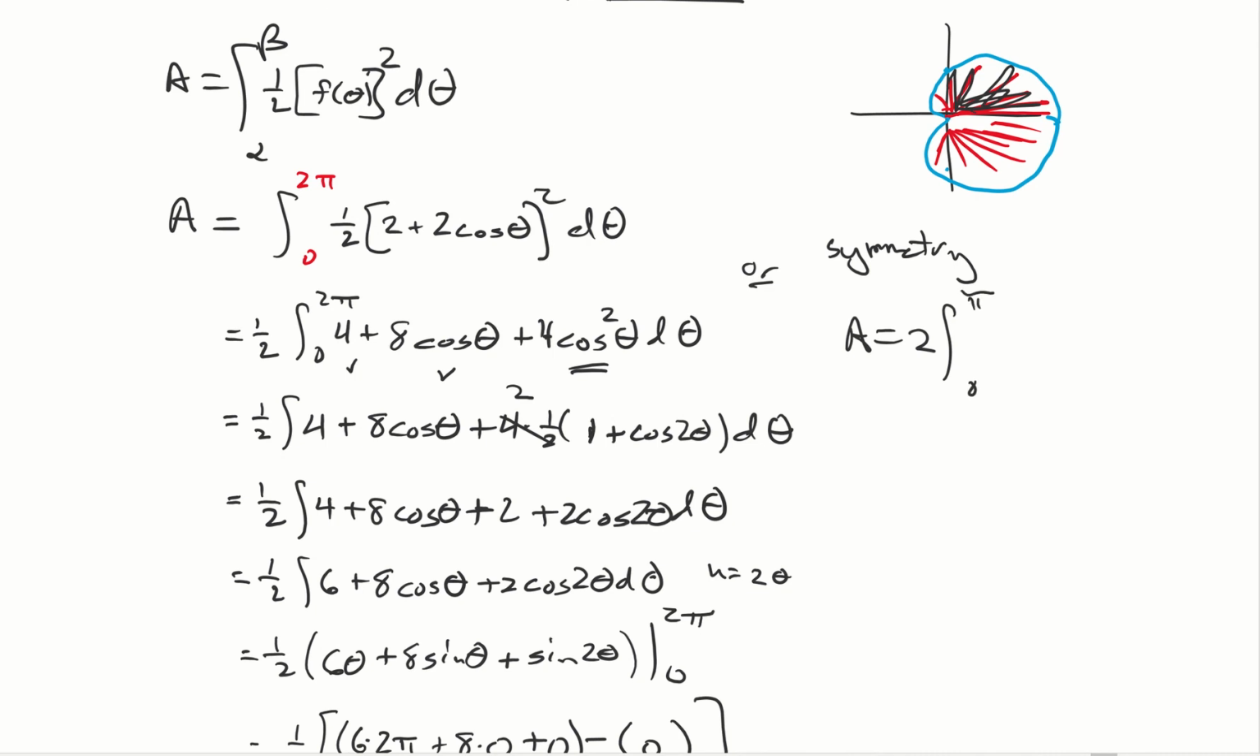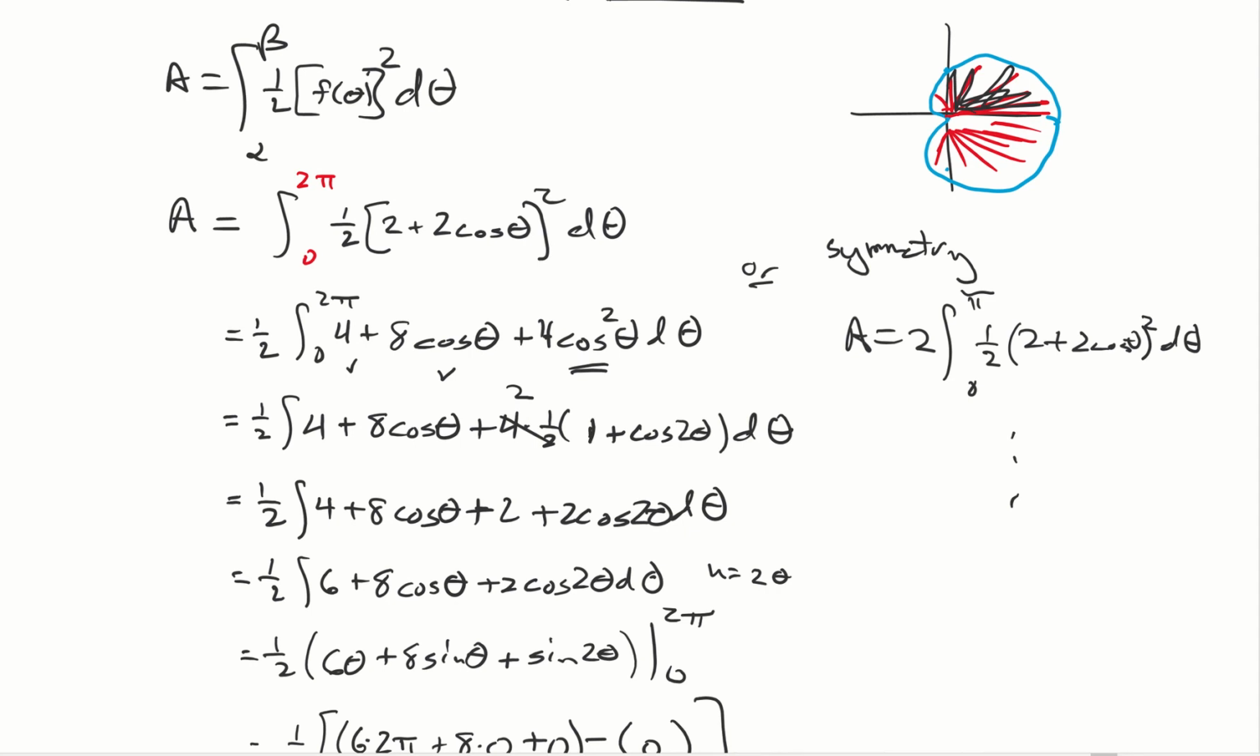And same formula, it'd be 1/2 the quantity 2 plus 2 cosine theta squared d theta. And work it out, and you'll get the same answer. You will. Okay? So symmetry works, but you have to have it graphed to see it.